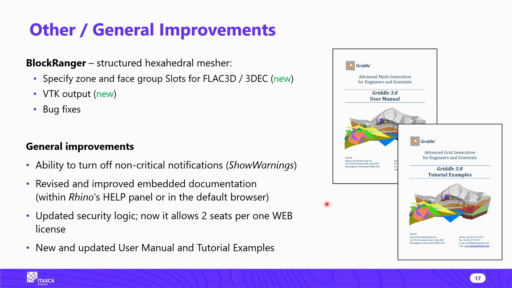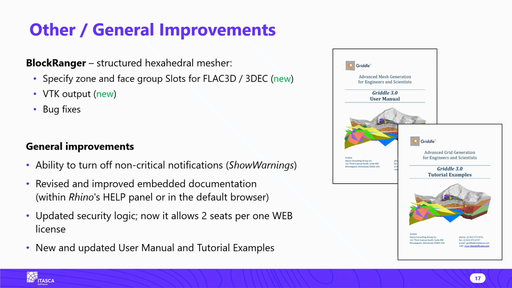We also revised and improved the embedded documentation, which can be accessed through Rhino's help panel or via the default browser. You just need to press F1 to launch the default browser with documentation. We updated the security logic. Now it allows 2 seats per 1 web license, and it's the same logic as used in Itasca software version 9, so many people should be familiar with it already. And we also updated the user manual and tutorial examples and added one new comprehensive example, which describes operations with rather complex, very realistic geometry, and use of the new Griddle tools.